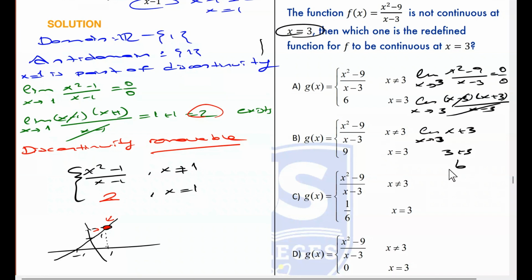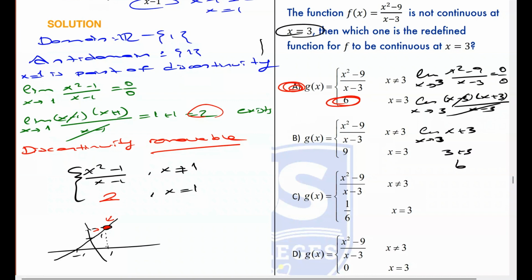So this is the value of the limit that you are supposed to use as the value of the function. So the second condition is supposed to be 6. So that's option A.